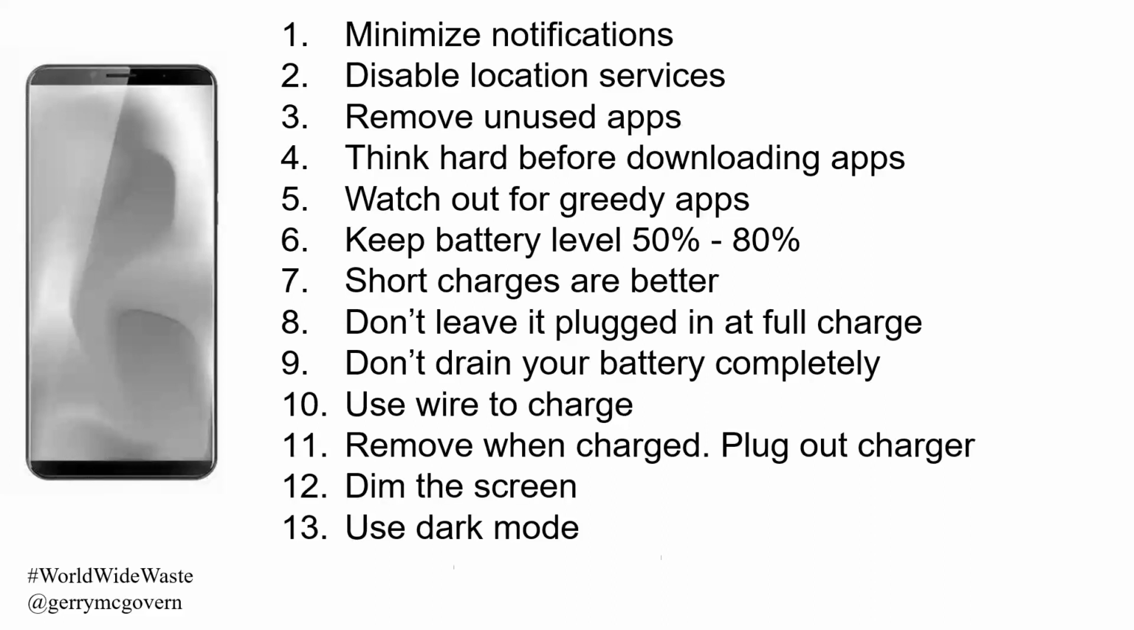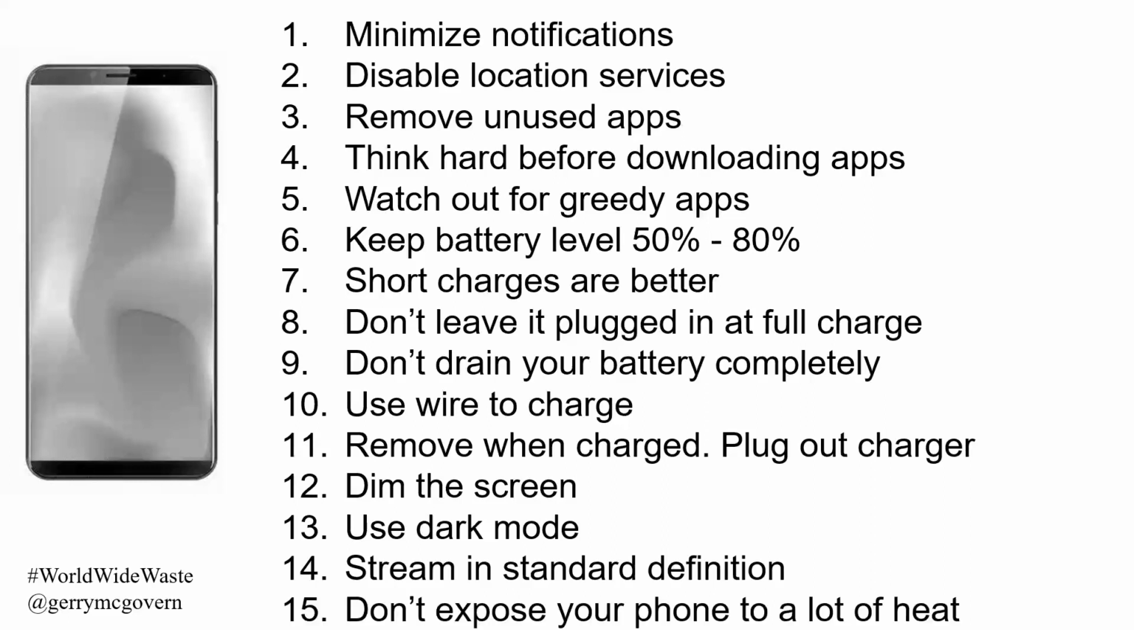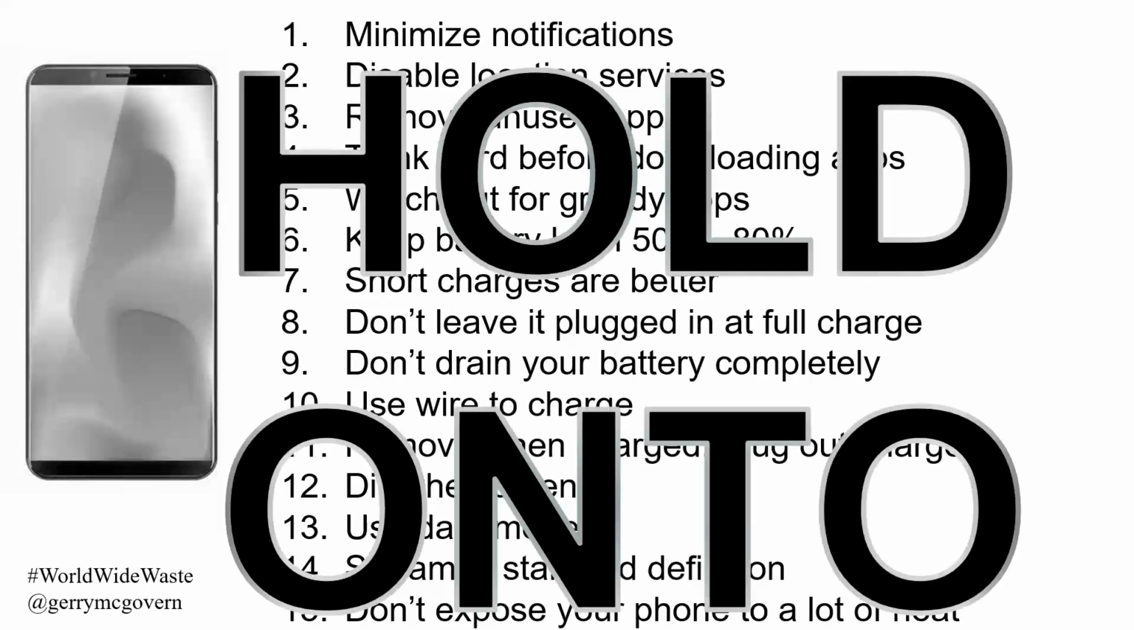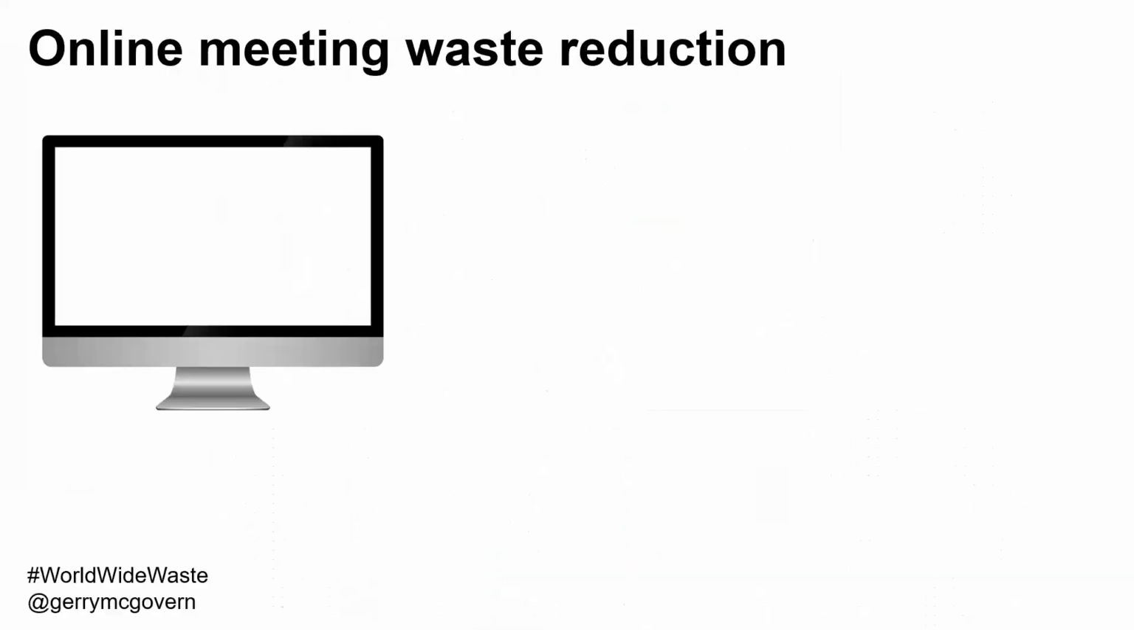Dim the screen, use dark mode if possible, stream in standard definition if you are doing video, and don't expose your phone to a lot of heat. These are just tips that will help your phone to last longer and that you'll be able to hold on to it for longer. Online meetings.